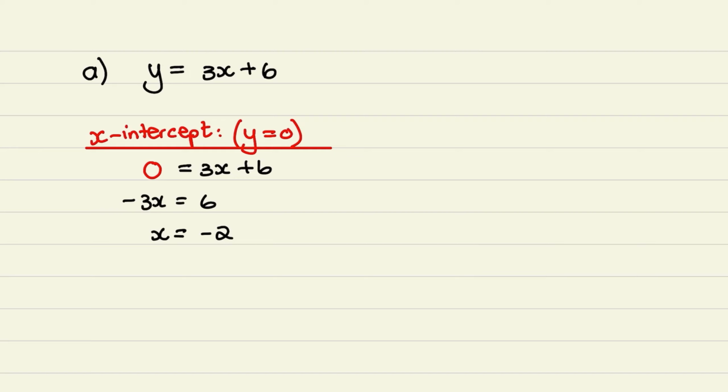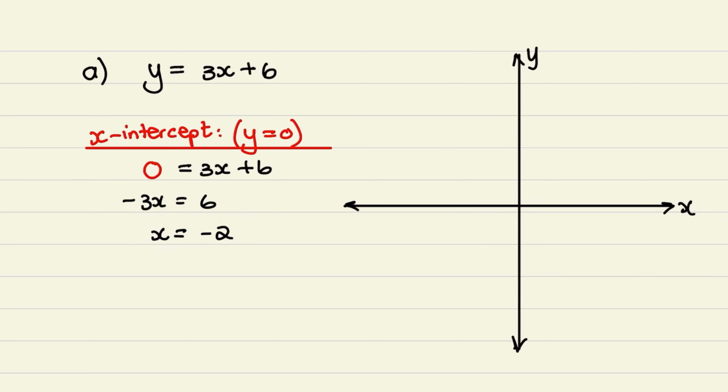So in solving for x, I move the 3x to the left-hand side, and that becomes negative 3x. And then I divide both sides by negative 3, and that leaves me with x equal to negative 2. So on the x-axis, our x value would be equal to negative 2.